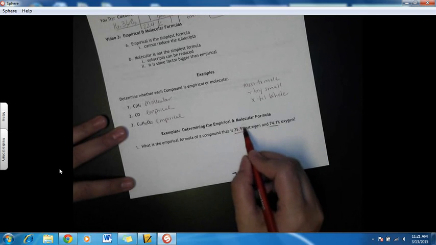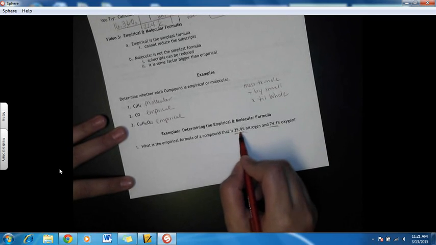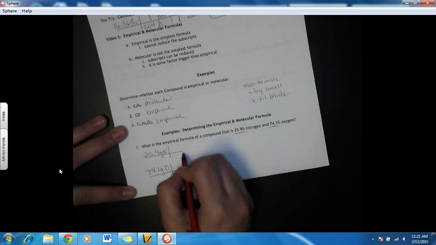Alright, so we need a mass. If we assume 100 grams of our compound, we have 100 times 25.9%, which gives us 25.9 grams of nitrogen, and then we get 74.1 grams of oxygen. And so our first step is convert our mass to moles. Our grams will go on the bottom, moles on the top. 1 mole of nitrogen has 14.01 grams.